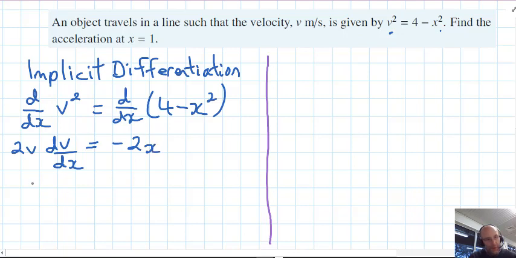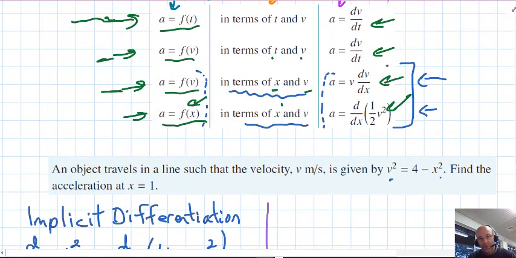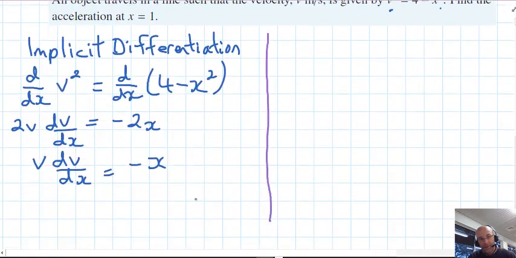And look, we've got the expression for acceleration, v dv/dx, if we divide both sides by 2, and that would leave negative x on the right hand side. So remember, v dv/dx is our expression for a, so we can replace that with a, and we've found the expression for acceleration. And at x equals 1 we were asked to find that acceleration.